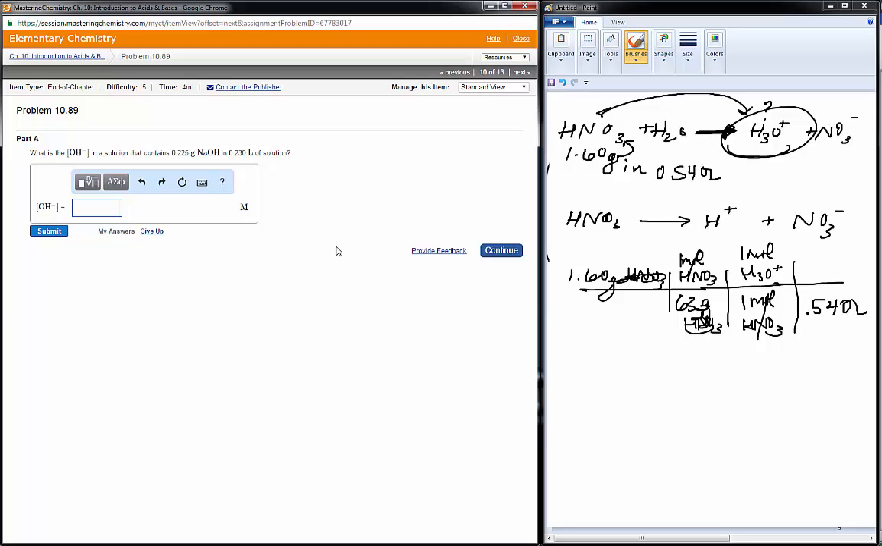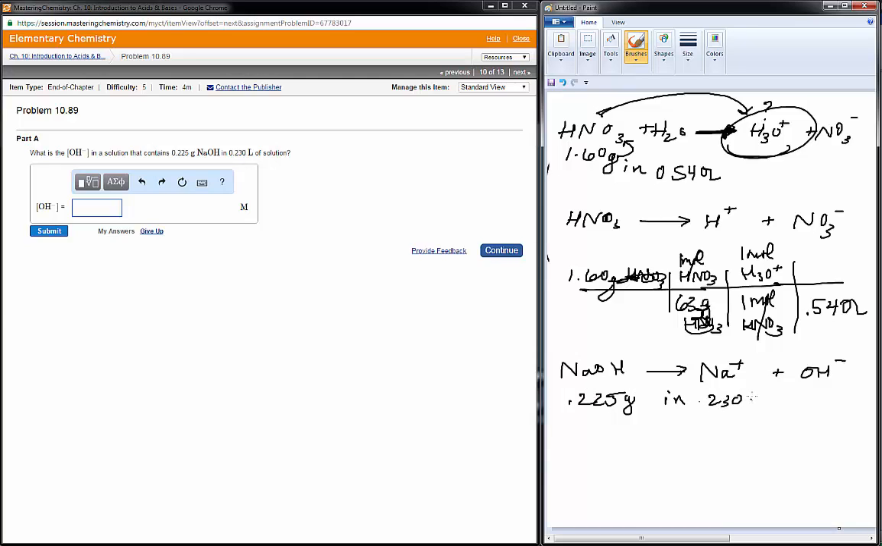Same type of problem. This is a concentration problem, exactly like we saw in our previous chapter, where sodium hydroxide dissociates in solution to form the sodium ion and the hydroxide ion. And if I have 0.225 grams of this in 0.230 liters of solution, then I have to go from grams to moles of this, and then I can go from moles to moles of that. And moles divided by liters gives me molarity.